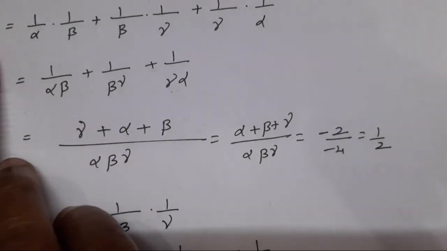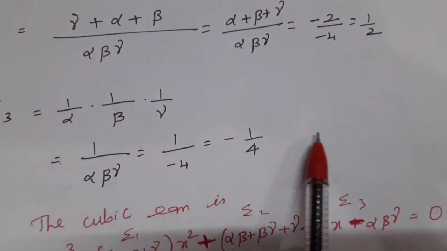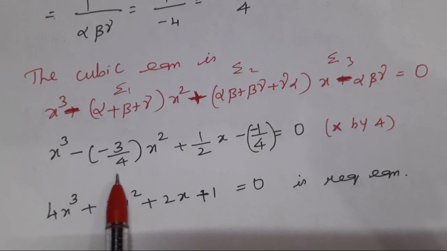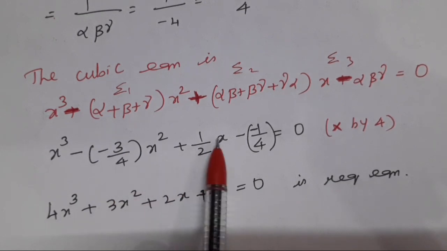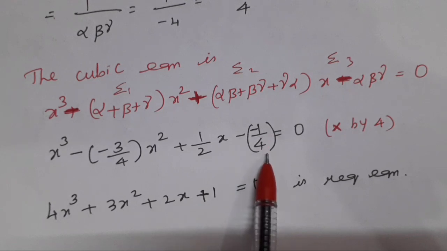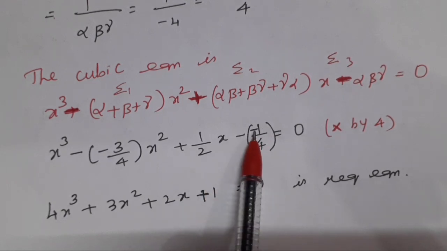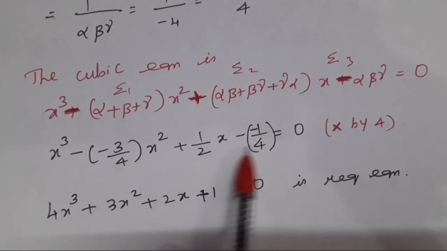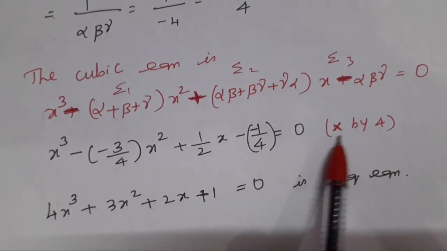Summation of 2. What is summation of 2? 1 by 2. Similarly, summation of 3, we found out what? Minus 1 by 4. Substitute the value. So x cube minus 3 by 4, that is summation of 1, into x square plus 1 by 2 into x minus, here what? Minus 1 by 4. So minus into minus becomes plus. So you want to remove the denominator, which is the highest one? 4. So multiply by 4.